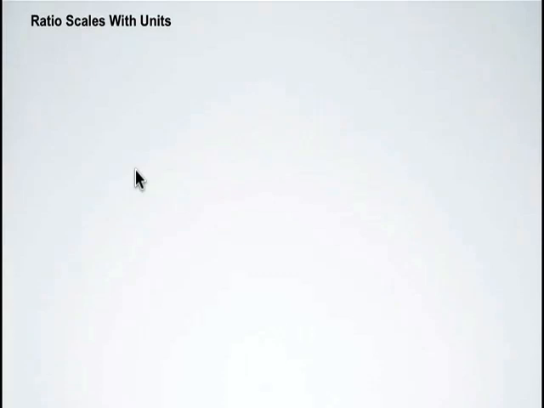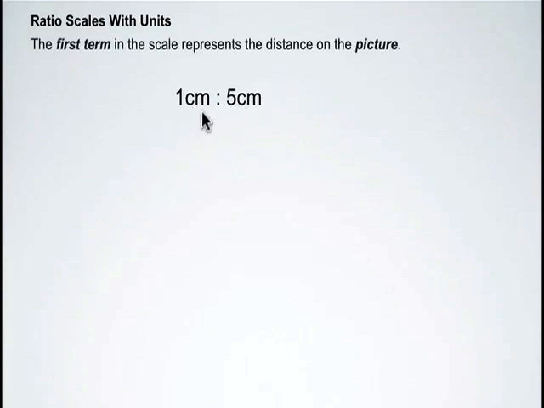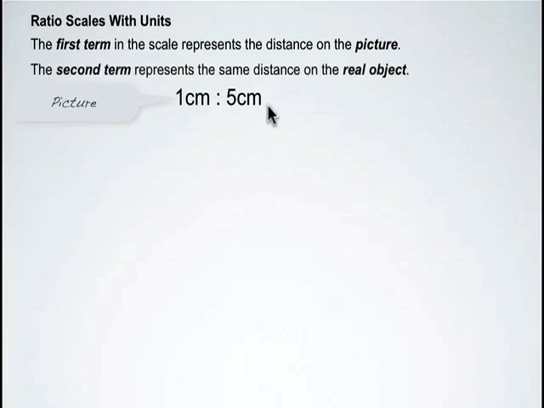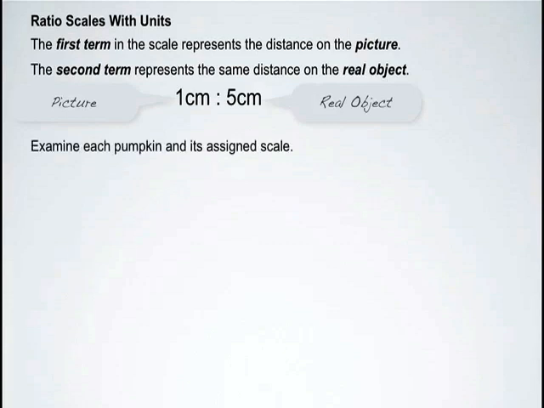Ratio scales with units. 1 centimeter to 5 centimeters is a ratio scale, and it includes the units. So the first term in the scale represents the distance on the picture, and the second term represents the same distance on the real object. Examine each pumpkin in its assigned scale.